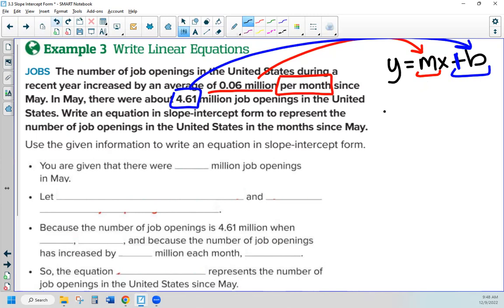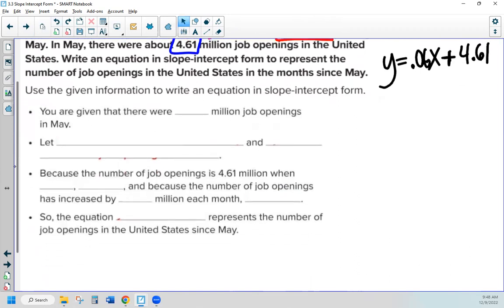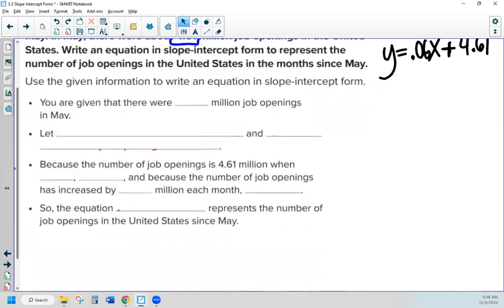So if we put it all together, it should look something like this. The number of job openings in the United States since May. So it starts in May with this number right here, 4.61, and then it keeps going up. It keeps going up this much every month. Does that make sense? That's it. So let's see what the fill in the words here are. Maybe some of you guys will prefer filling in the blanks.